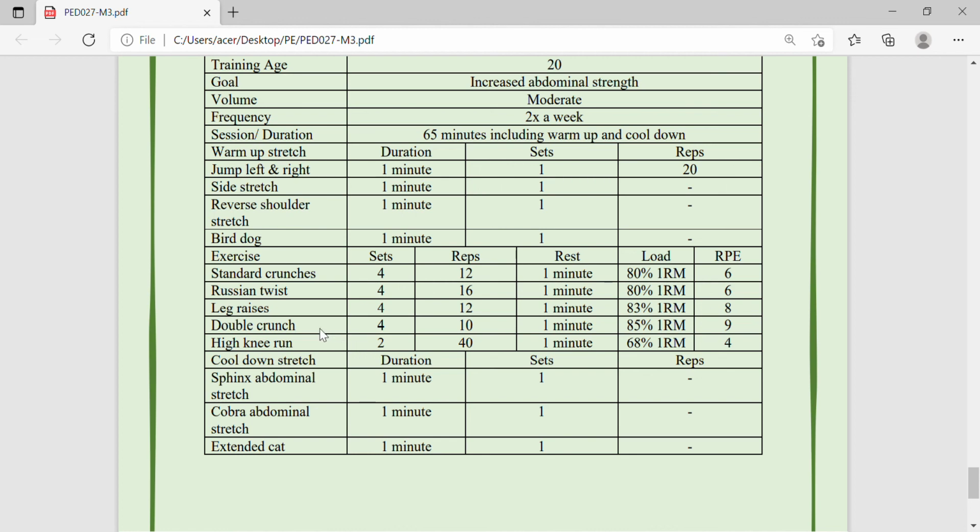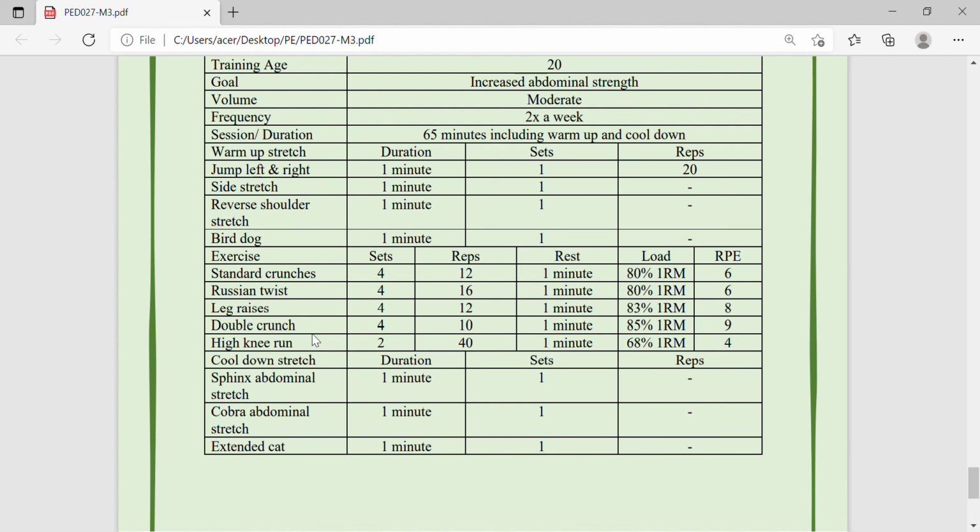Next is the double crunch. This is an abdominal exercise that combines the standard abdominal crunch with a reverse crunch. By doing so, it will strengthen the overall core musculature. It will be done for 10 repetitions, 4 sets with a minute rest, a load of 85%, and a work rate of 9. So this exercise will be the hardest. It's difficult, but easy to say and hard to do.